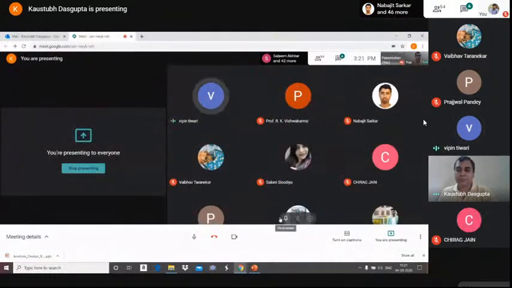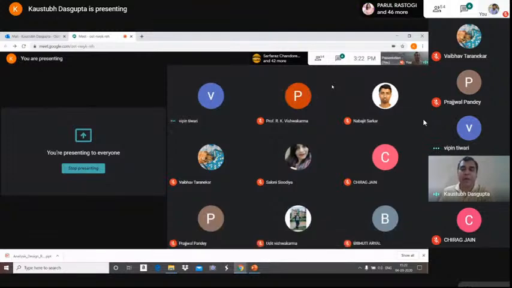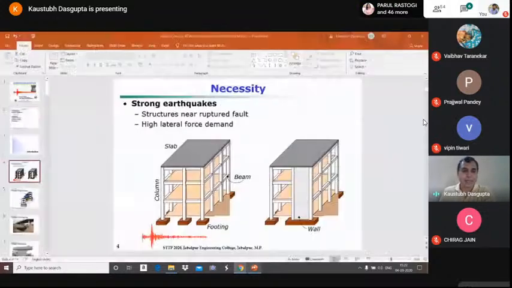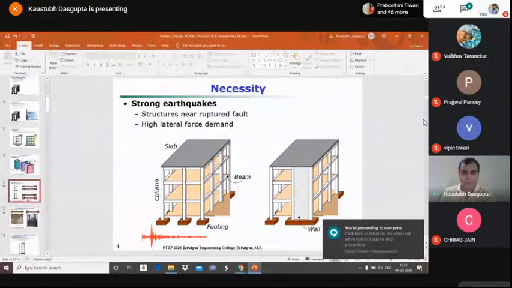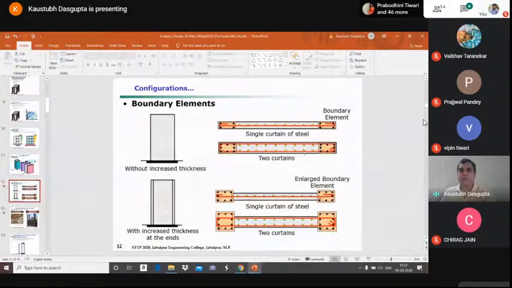So, question. Nitin Sharma is asking, what is the minimum thickness of wall? How do we decide that? Generally, you have two possibilities, as I had mentioned. You can provide a single layer of vertical steel, single layer of horizontal steel, or you can have two layers of vertical steel, two layers of horizontal steel.